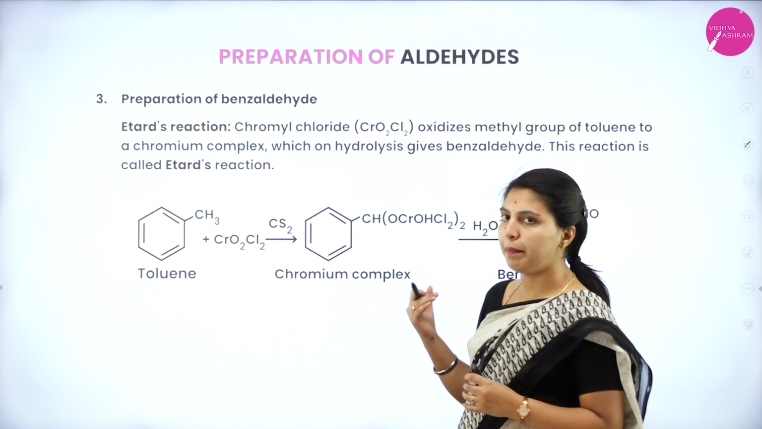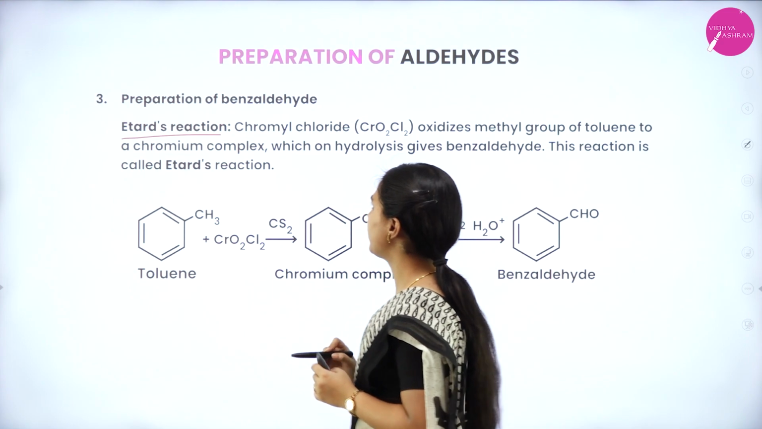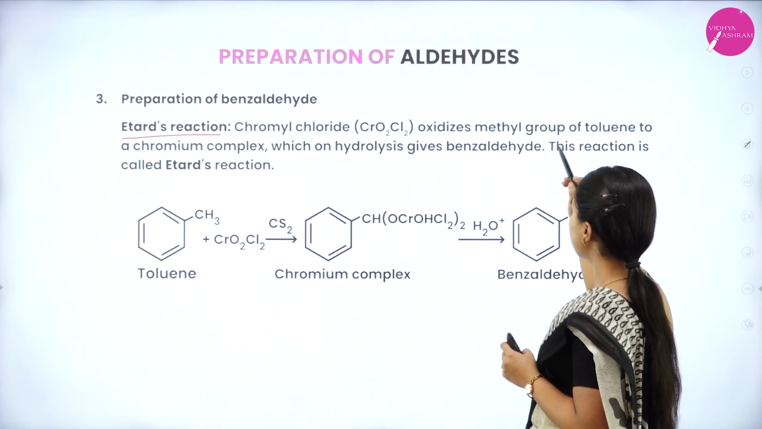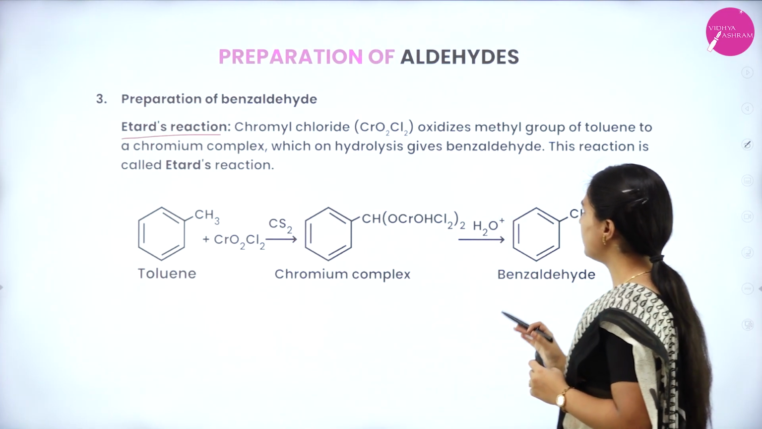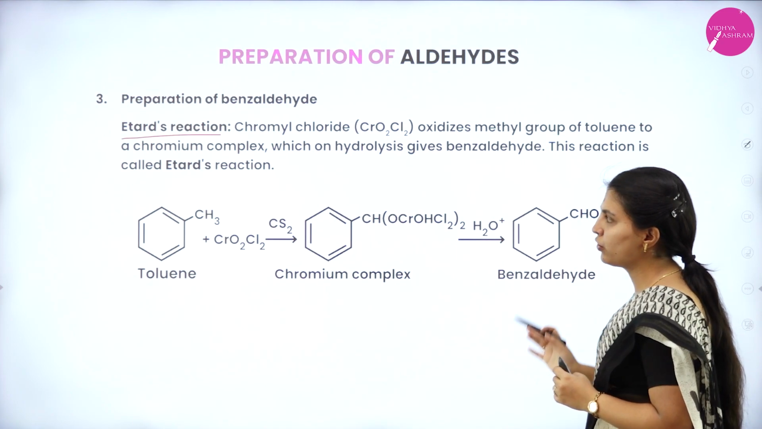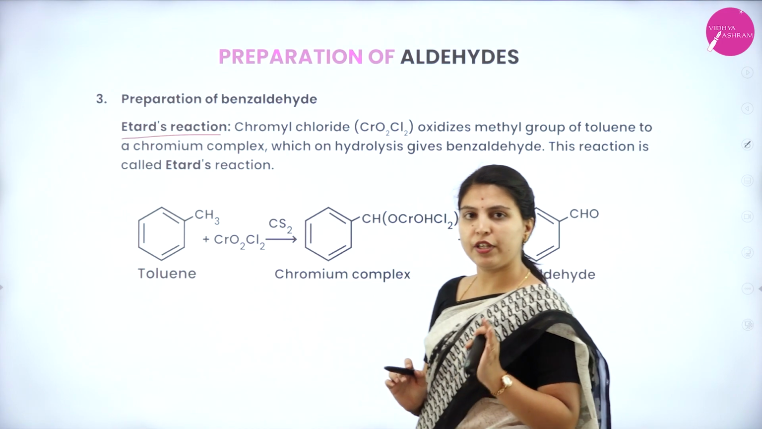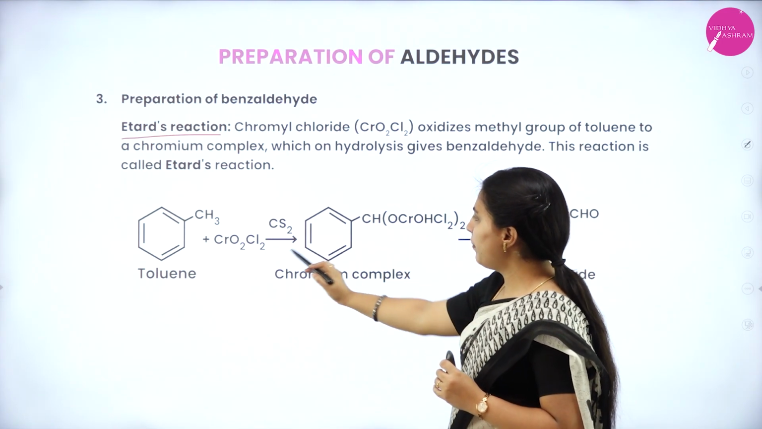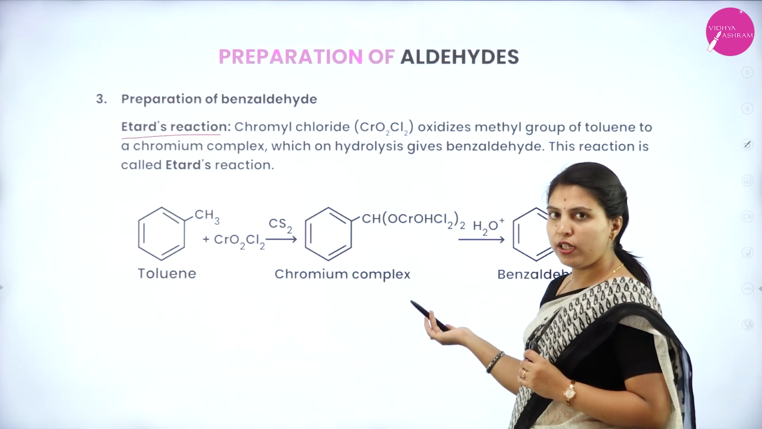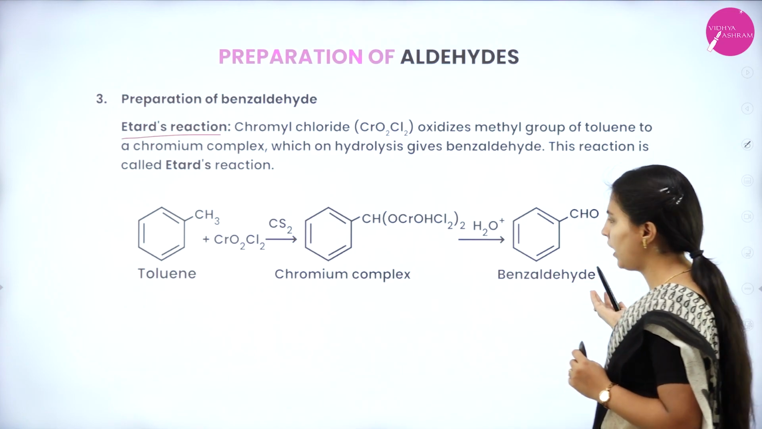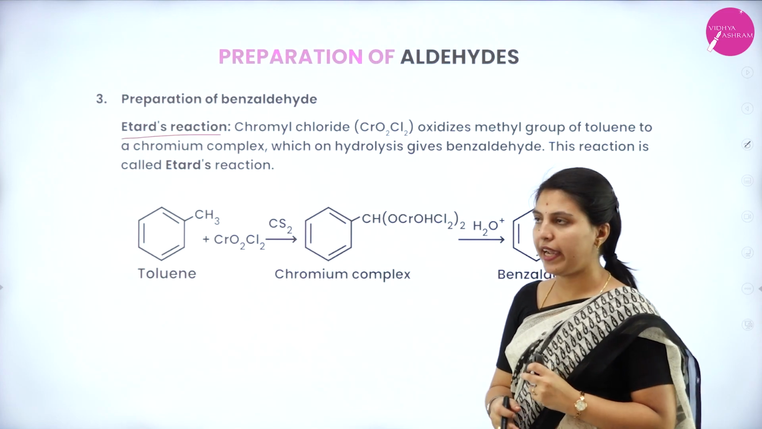That kind of reduction we'll call Rosenmund reduction. Next, preparation of benzaldehyde. Etard's reaction, we'll call it Etard's reaction. Chromyl chloride oxidizes the methyl group of toluene to a chromium complex, which on hydrolysis gives benzaldehyde. This reaction is called Etard's reaction. For the benzene ring, if CH3 is there, that we call toluene. With chromyl chloride, it will form a chromium complex. On hydrolysis, it will form benzaldehyde. When benzaldehyde is formed this way, that reaction we call Etard's reaction.